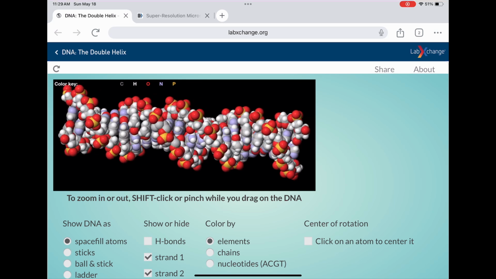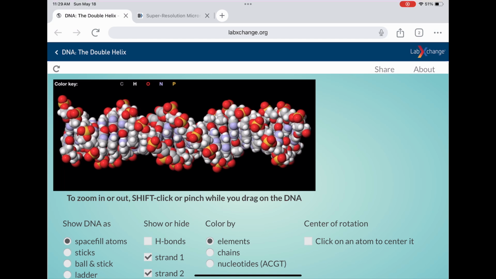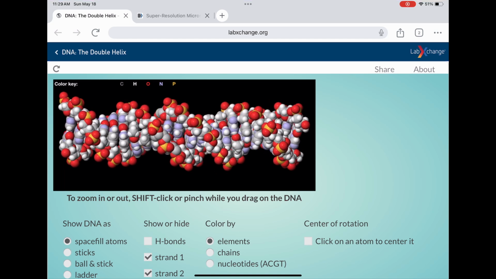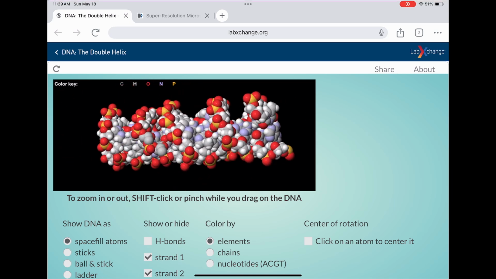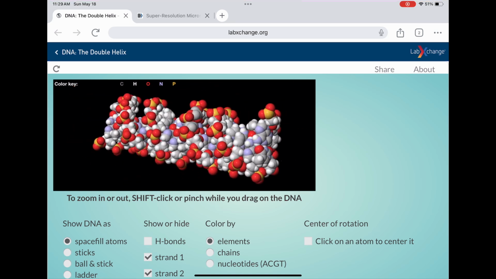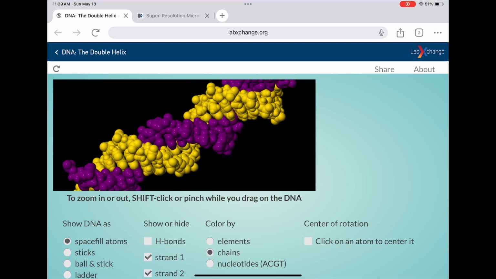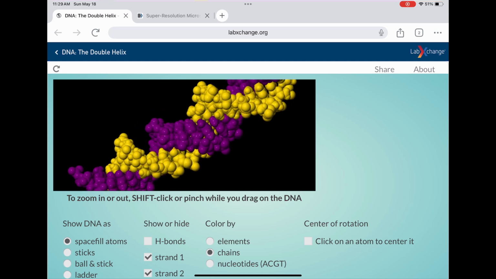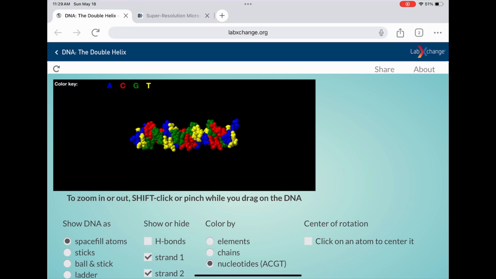So we see here at labexchange.org a model of the DNA double helix. You can see the various different atoms that would make it up, real life atoms. So gray is going to be carbon, red, oxygen, these purple ones, phosphorus, the white ones, hydrogen. And this is something of what it really would look like if you could shrink to the size of an atom. You could also look at it in the form of chains, so the two wraps around, or just the nucleotides, the A, G, T.